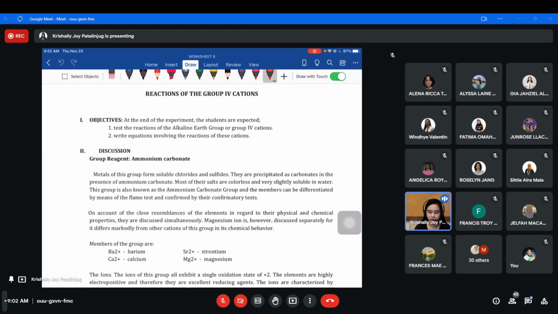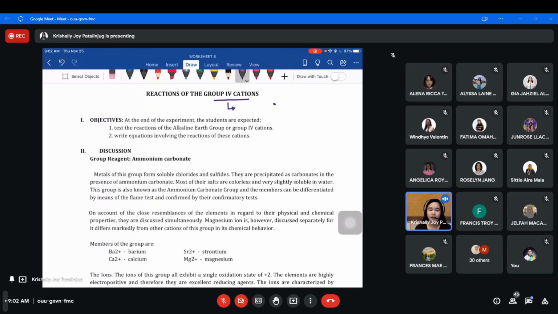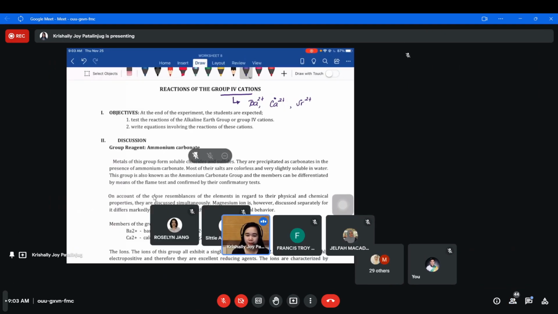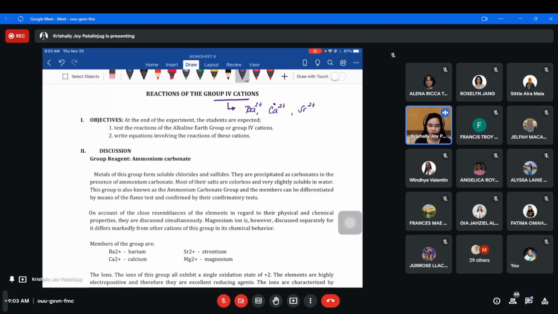So based on your preliminary knowledge about group 4 cations, we have three main members under this group. We have barium, calcium, and strontium. Okay? So these are the main members ng group 4 cations, although later on you will be introduced with one distinct, additional member sa group 4 cation. So for the objectives of this activity, you will be expected to identify the different test reactions ng mga group 4 cations, including the precipitating agents. You will be identifying the precipitating agents, the confirmatory test for each cation.